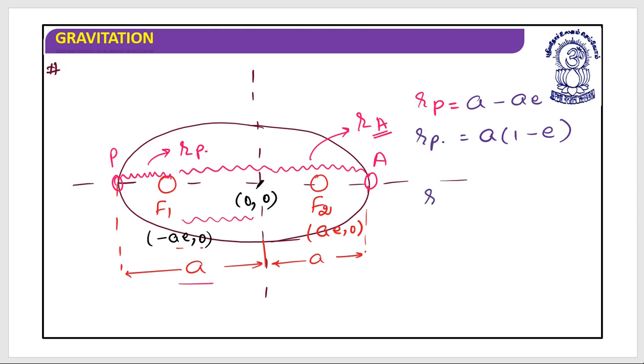What about the aphelion? Let's have a look. So RA would be equal to, the sun would be here. This is the location of the sun, and when the sun is here, this is the complete distance a, and this would be the distance ae. This is equal to a plus ae. So this would be written as a into bracket 1 plus e. This is the aphelion. I hope this is clear.